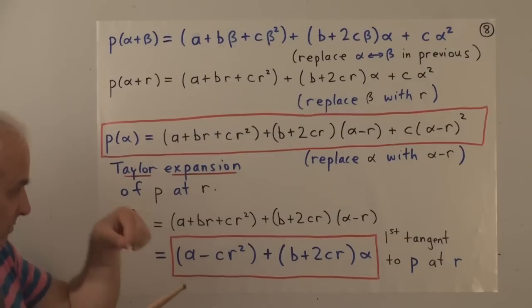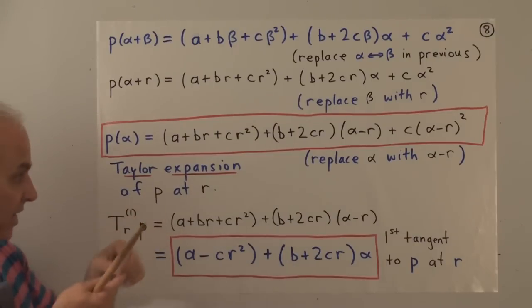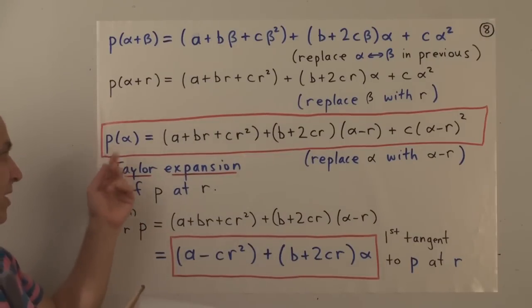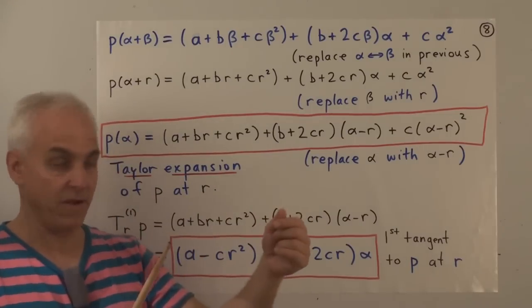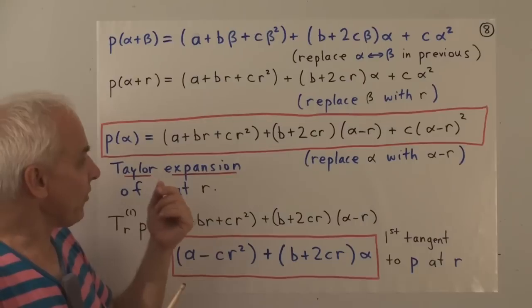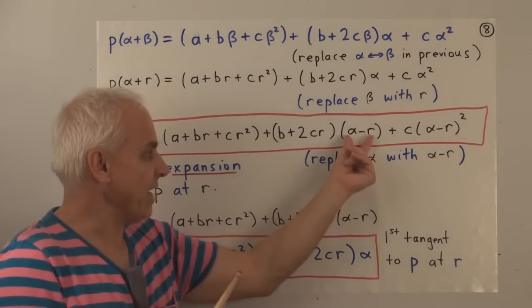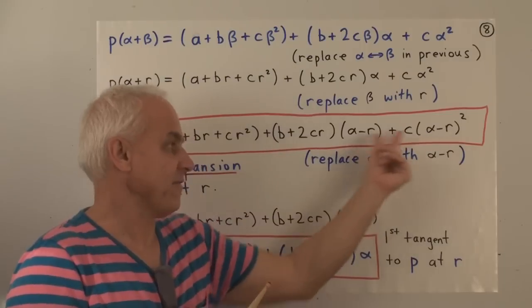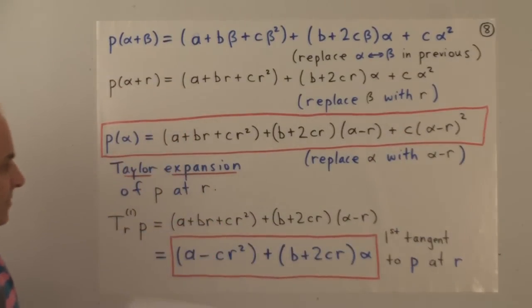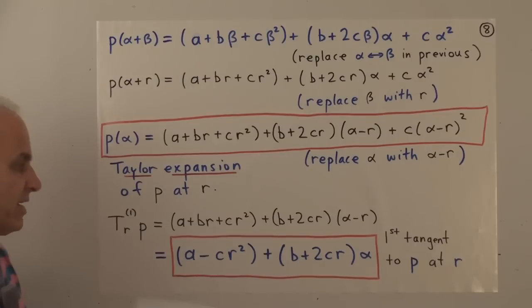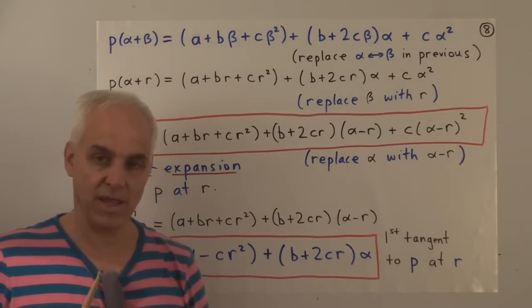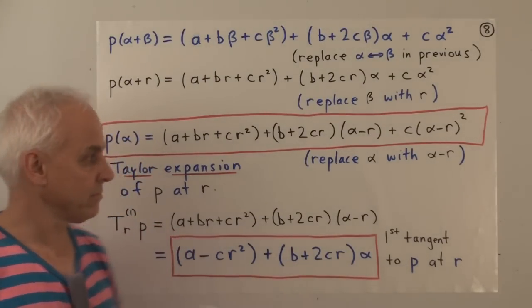So we're thinking about r as being a particular value on the line. And this is now a formula that tells us how to evaluate the polynumber at a random point alpha, just in terms of the differences between alpha and r and the various powers of those differences. This is a very important formula, this Taylor expansion, and what it allows us to do, amongst other things, is to read off the various tangents to a polynumber.